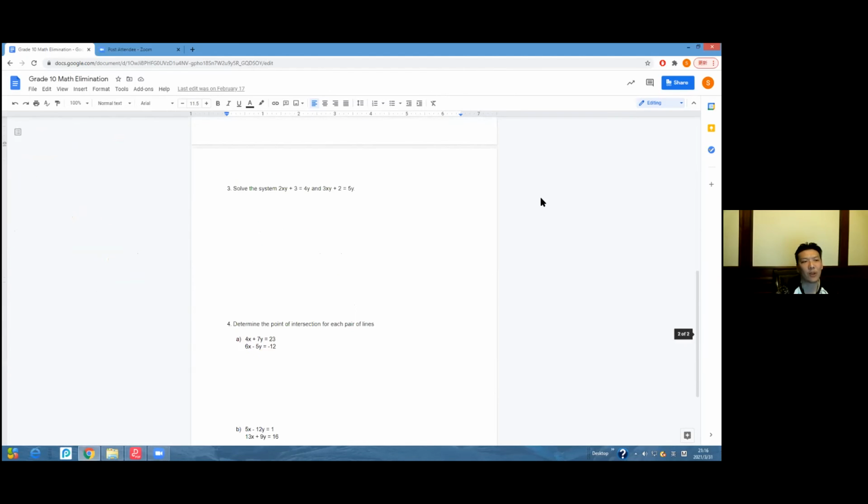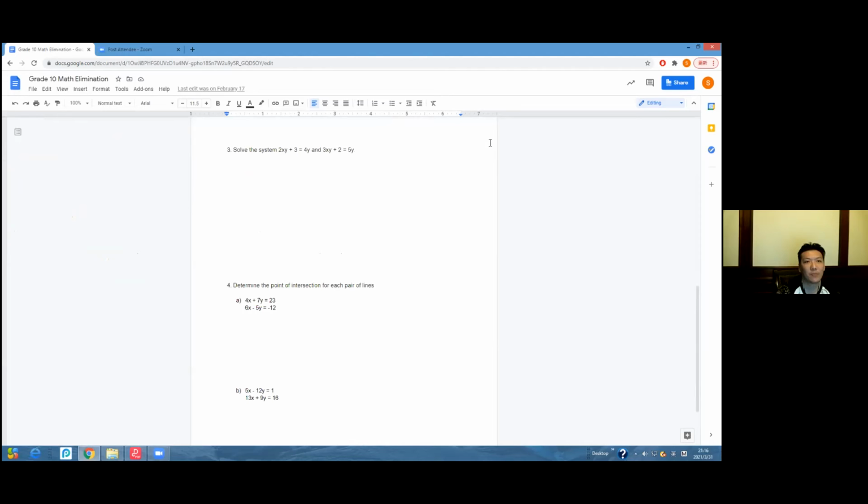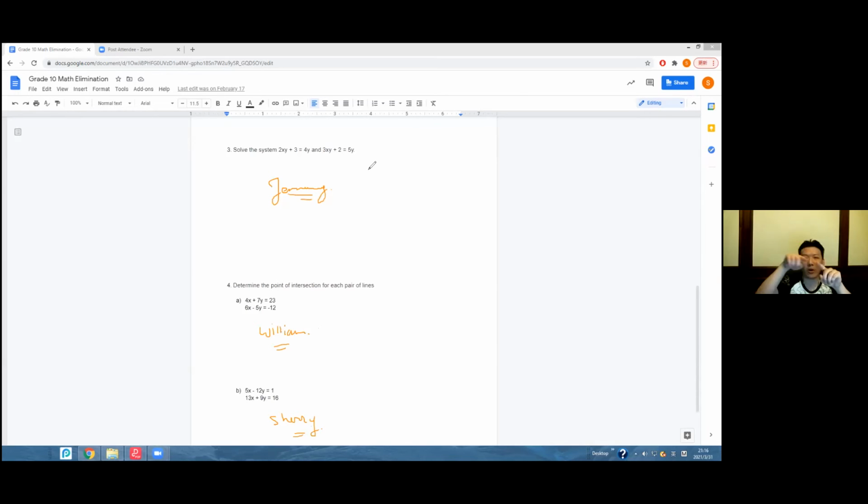Let's practice a little bit of elimination. Again, Jeremy, you can do number 3. William, you can do number 4. And Sherry, you can practice number 5. Remember, guys, the trick for these questions is to eliminate one of the variables. And to eliminate them, you need to make sure that they have the same coefficient. Or they can be different signs. If they have different signs, like one's a positive 2 and one's a negative 2, you can add the two equations together in order to eliminate them. Okay, so elimination doesn't always necessarily mean subtraction. You can add them.